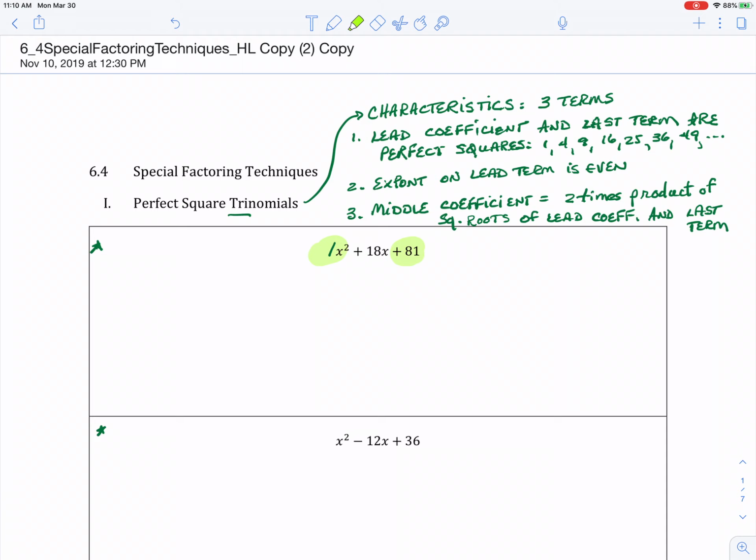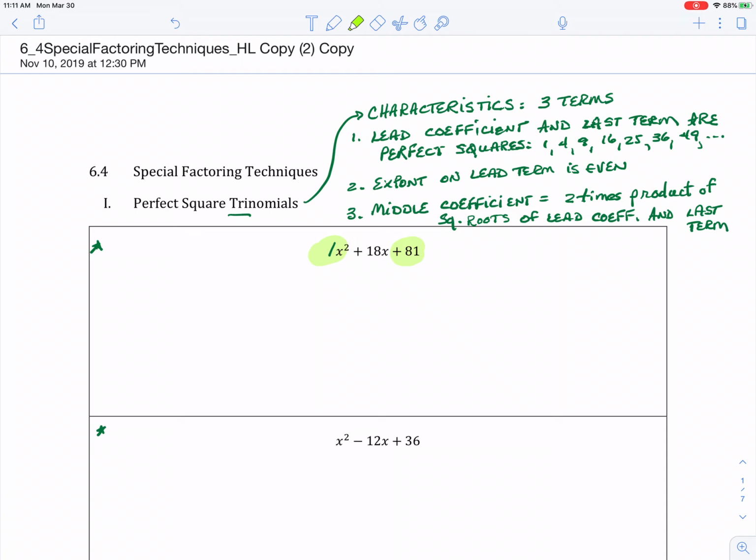You're also looking for an exponent on the lead term that is even, and you see that this lead term is a 2nd degree. And the middle coefficient, and this one is hard for me to write down. If you take the square root of each of those numbers that I've highlighted there in green, which would be 1 and 9, you multiply those two together, which would be 1 times 9 is 9, and then double that 9, it would bring you to the 18 in the middle. That's sort of a peripheral observation at this point.